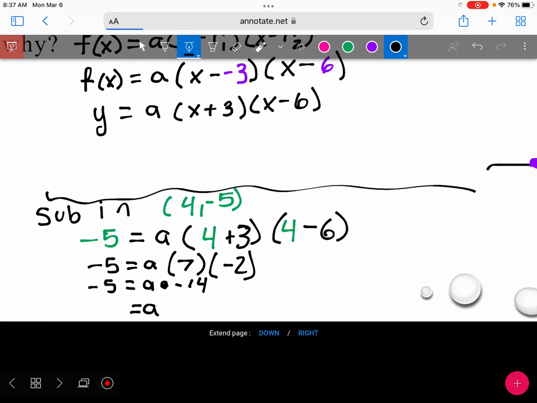That's a times negative. Or you can leave it in its parentheses. That's the other way to do it. How do I get the a by itself?